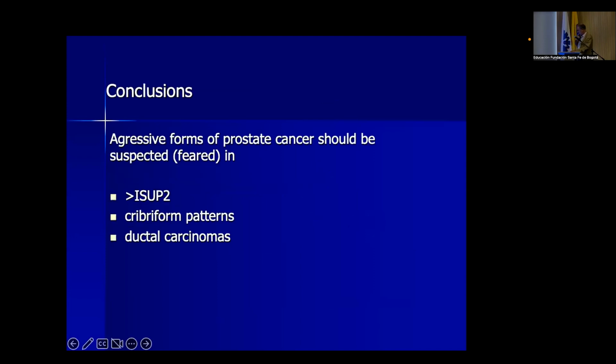Conclusion before lunch. Aggressive forms of prostate cancer are easy to find on histology and should be suspected if you have ISUP more than 2, that is 3 and over, a cribriform pattern, whatever the percentage of cribriform pattern, and ductal carcinoma, especially if you have more than 30% of ductal carcinoma.